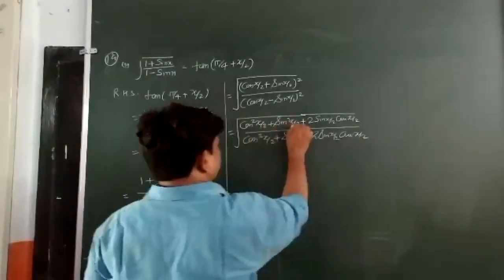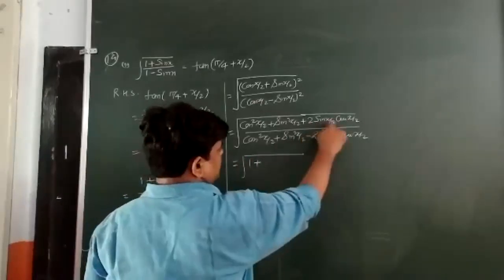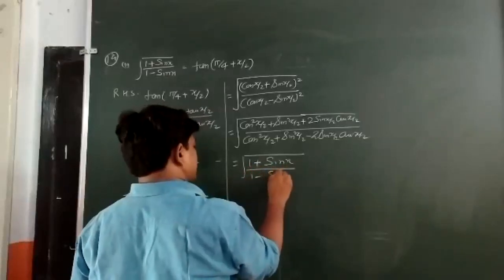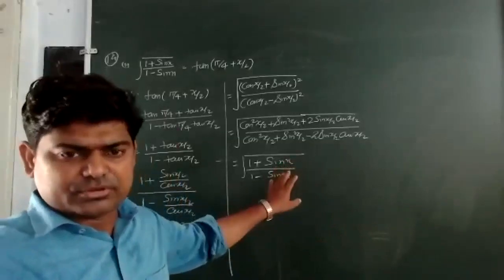Cos square x by 2 plus sin square x by 2 will be 1. And 2 sin x by 2 cos x by 2 can be written as sin x. Here I can write 1 minus sin x. Now one more line you can see. This is the result of the second one.